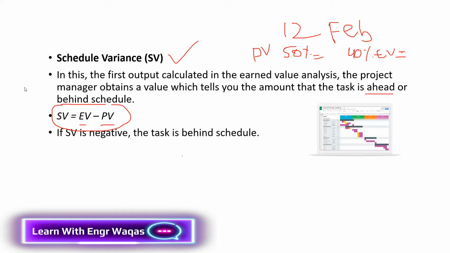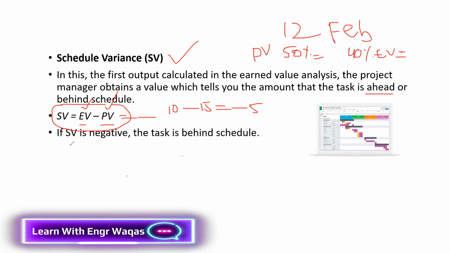If SV is negative, when is this output going to be negative? It's very simple. When this value is bigger than this one. When planned value, let's say earned value is 10 and planned value is 15, it's going to give -5. If schedule variance is negative, the task is behind schedule. It means that what we thought was much bigger than this value. Work done is less than what was estimated as per the planning phase.